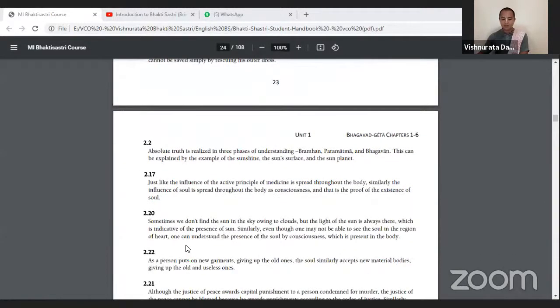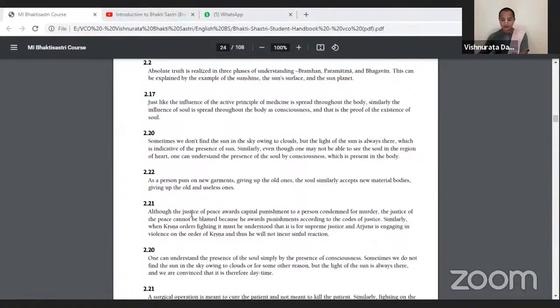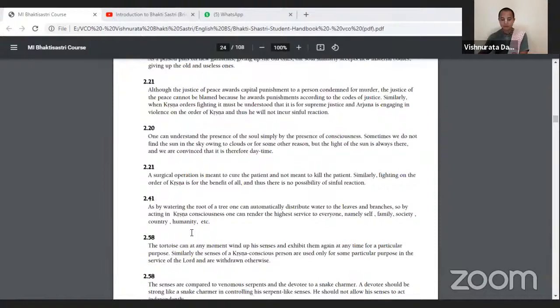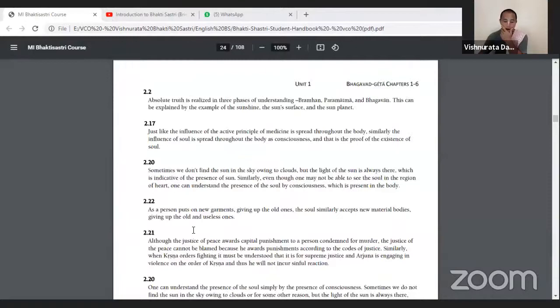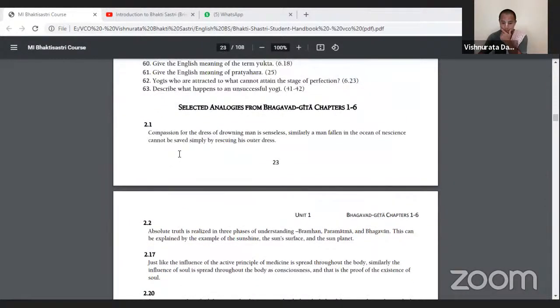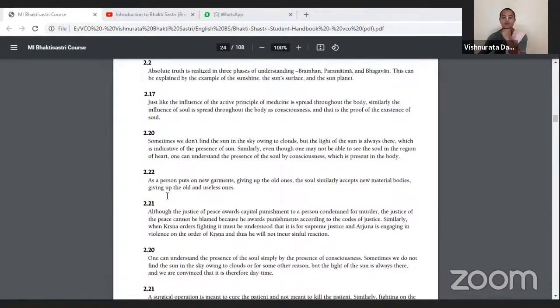For example, from the Bhagavad Gita, let's say, where is that famous verse? Vasamsi jirnani yatha vihaya. Yeah, here, text number 22, for example. This is an analogy: as a person puts on new garments, giving up the old ones, the soul similarly accepts new material bodies, giving up the old and useless ones. So the body is compared to the clothes, to the garments, and the soul is the self, who is in the body. When our clothes are old and dirty, we have to change them. Similarly, when the body becomes useless, we have to give up this body, and the soul will enter another body. In that way, you can explain this analogy using your own understanding.